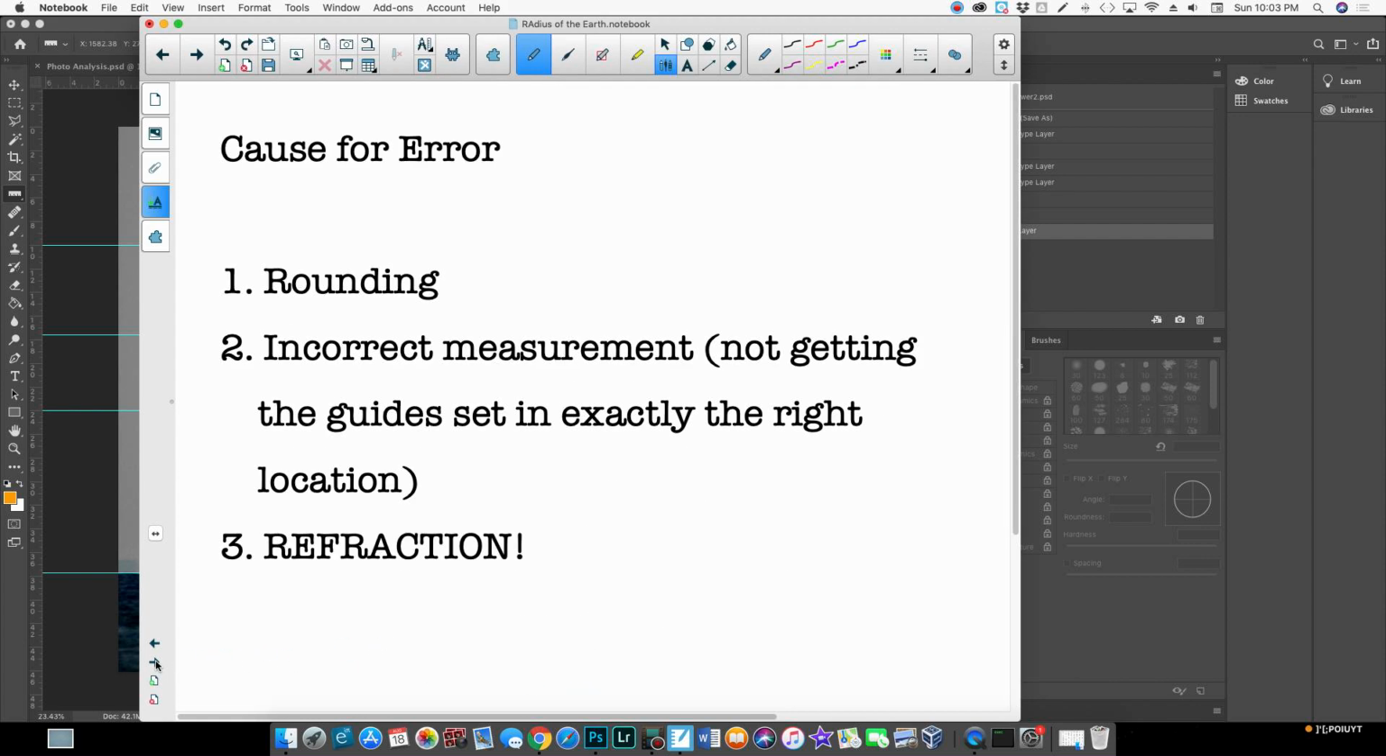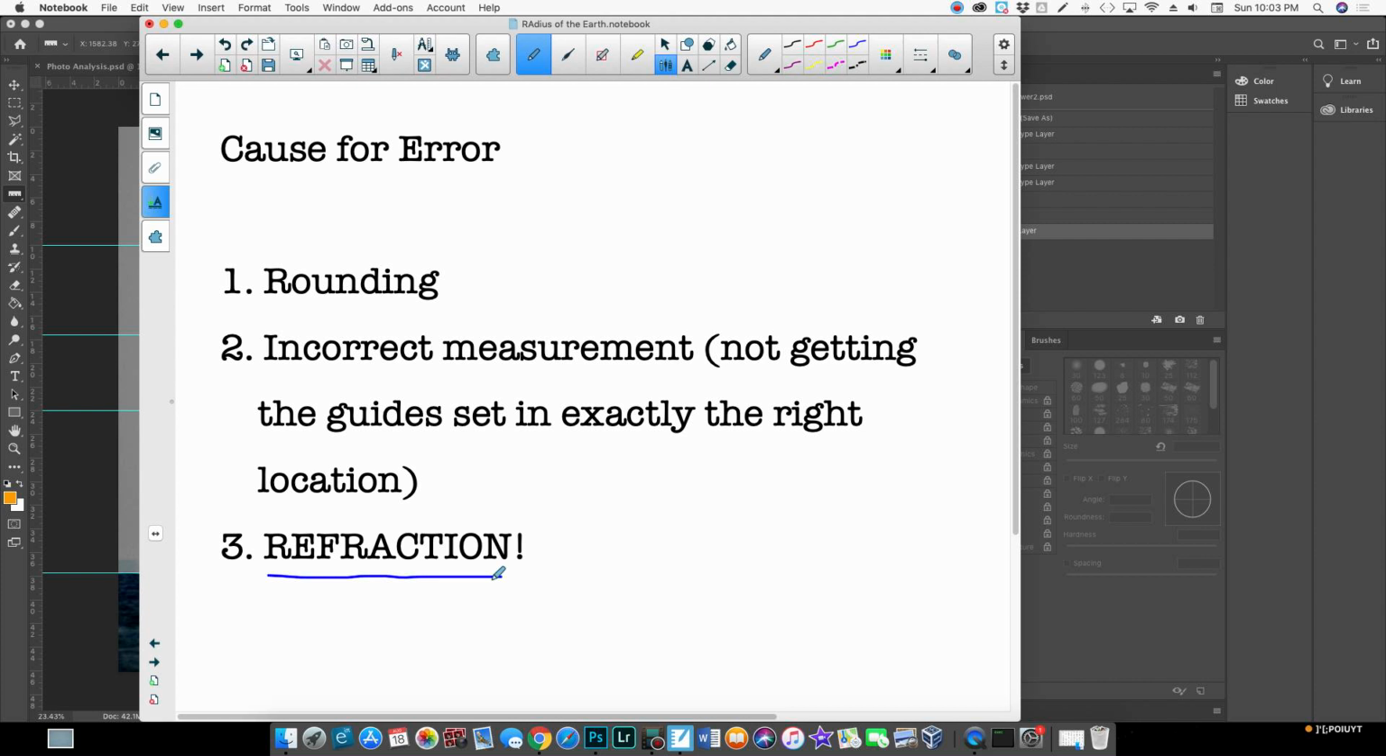Now, just a couple words on where error might have come up. I was rounding. So I rounded to the closest kilometer for the distance away. I rounded to the closest meter for how much was hidden. So the rounding could cause us a little bit of error. Incorrect measurement, so I may not have got exactly the guide set right and had some of the pixels. And the biggest cause for error would be the refraction.